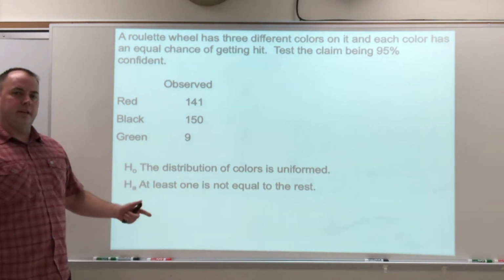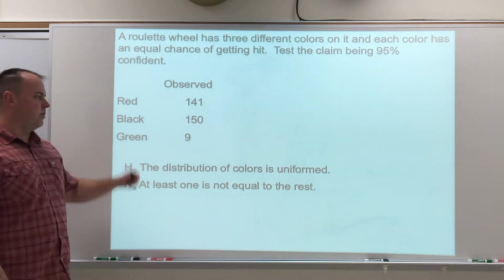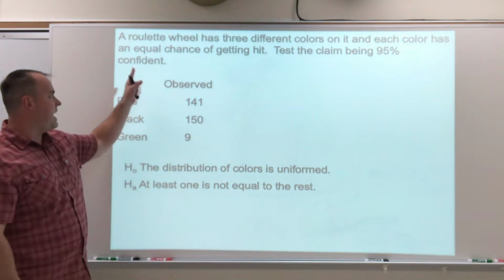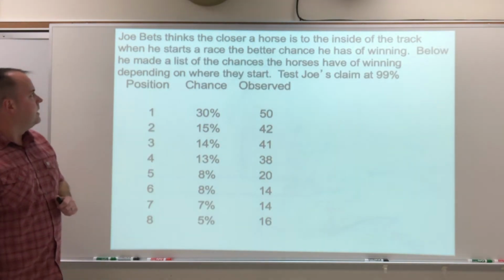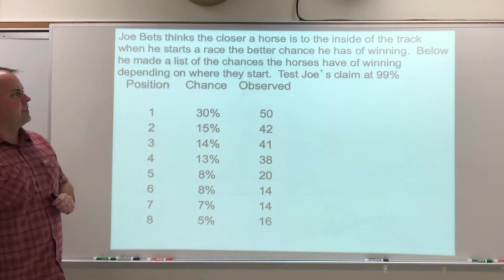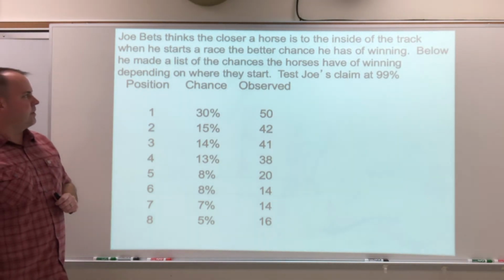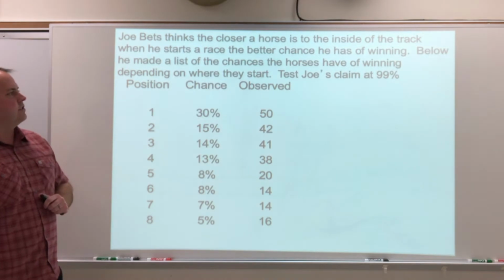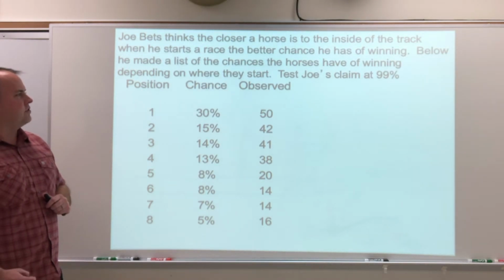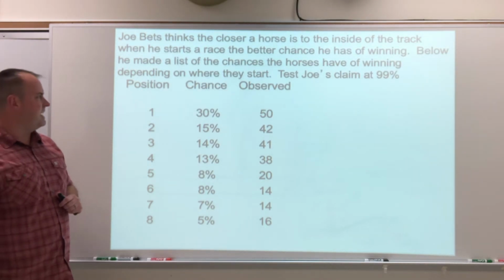This example is going to be slightly different, because this next example is not going to be uniform. We're not going to have an equal chance for each one. Joe Betts thinks that the closer a horse is to the inside of the track when he starts a race, the better chance he has of winning. Below, he made a list of chances the horses have of winning depending on where they start. Test Joe's claims at 99%.